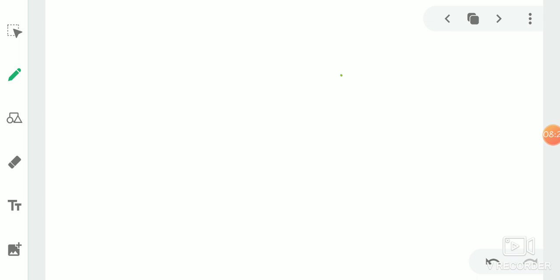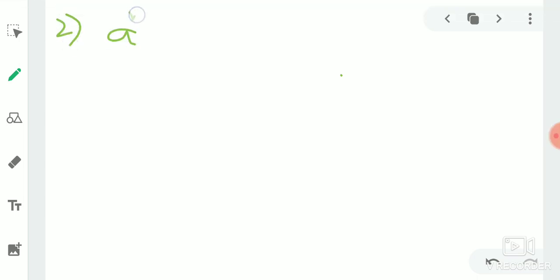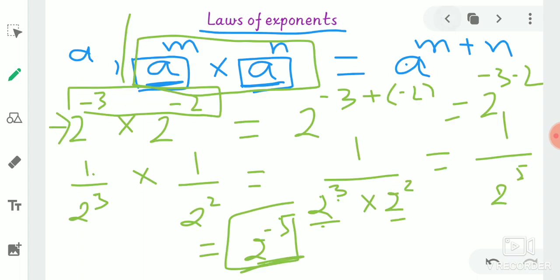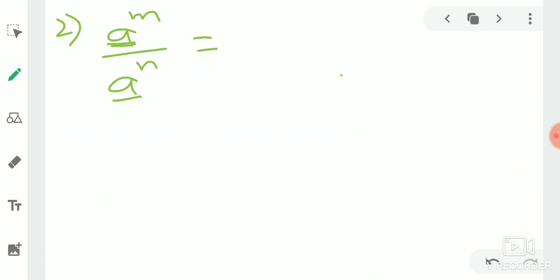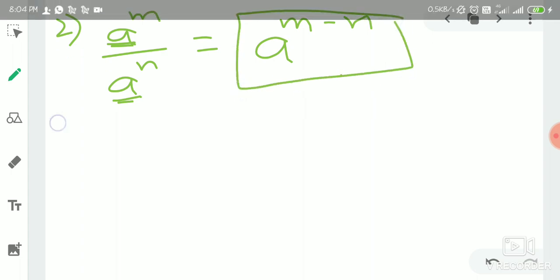Now we have another law, the second law. If we have a non-zero integer a raised to power m divided by a raised to power n, the bases are the same, but this time in division, not multiplication. Then in division the exponents must be subtracted, meaning a raised to power m minus n. It applies for both; if there is a negative exponent, it will apply on that also. Okay, this was our second law.